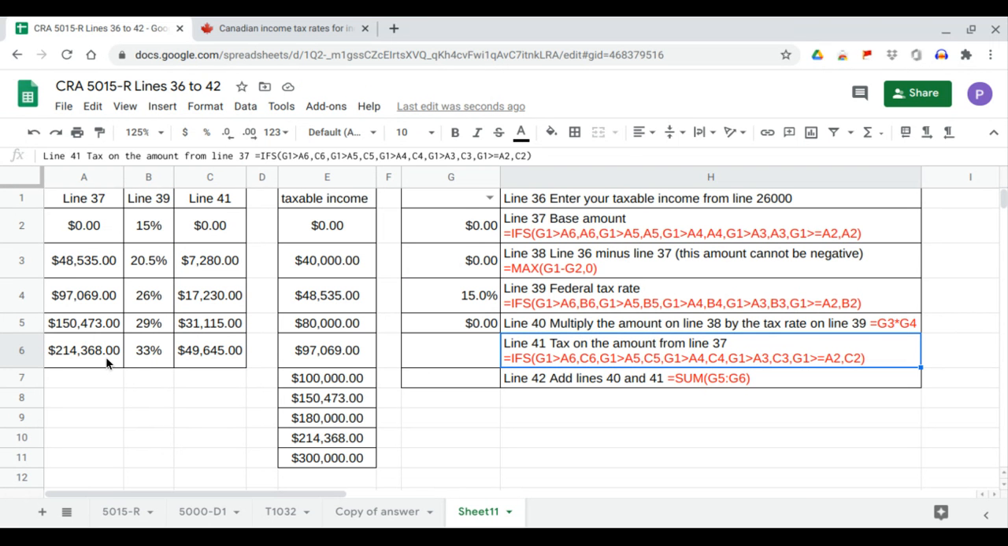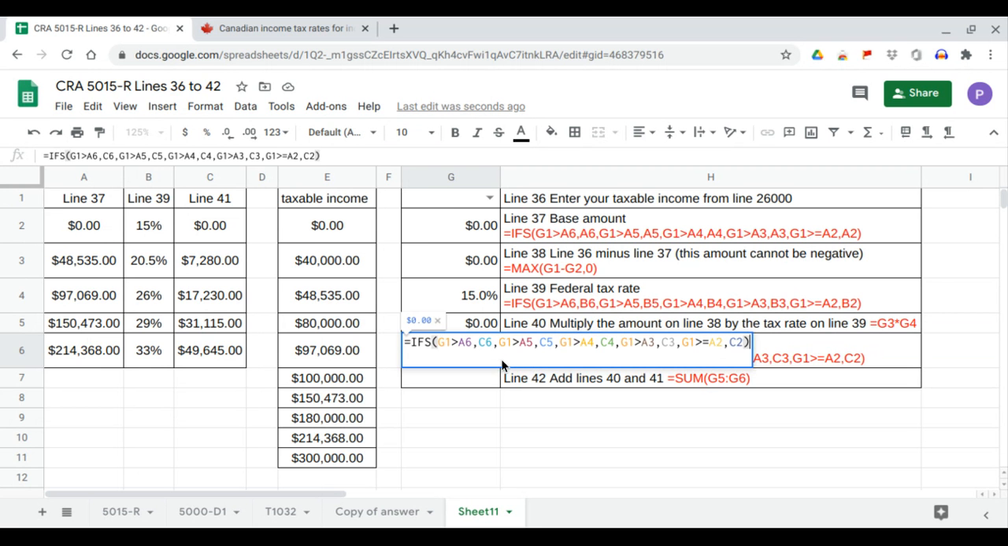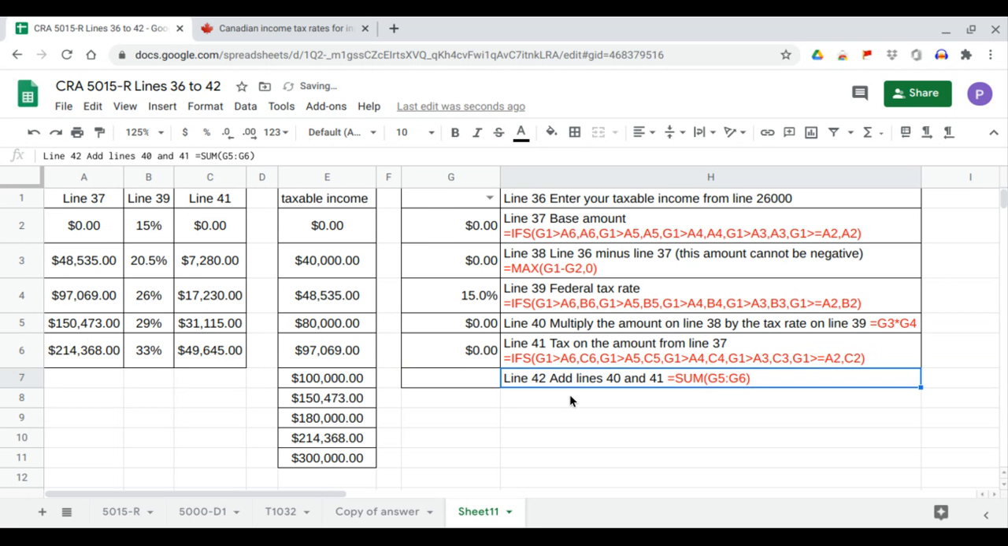So if this income is higher than 214,368, it will be C6, which is this, C6. So we copy this formula and paste it here. Enter. And finally, we add lines 40 and 41, which is the sum. So copy and paste. So we start with 0.